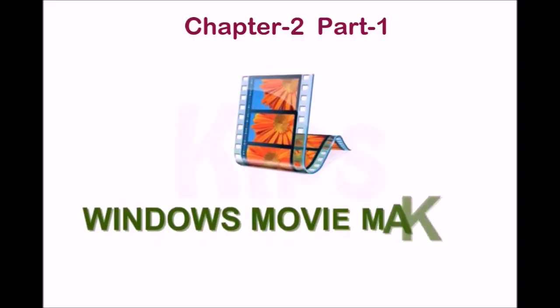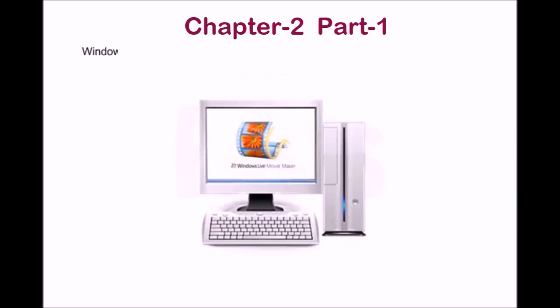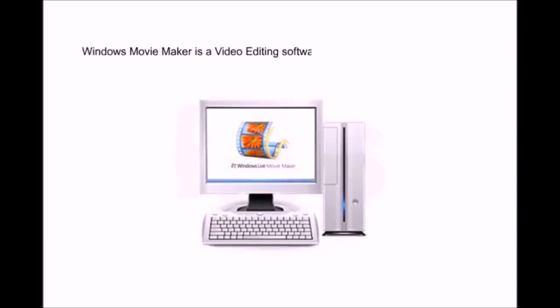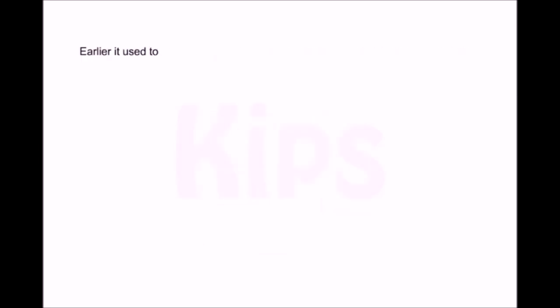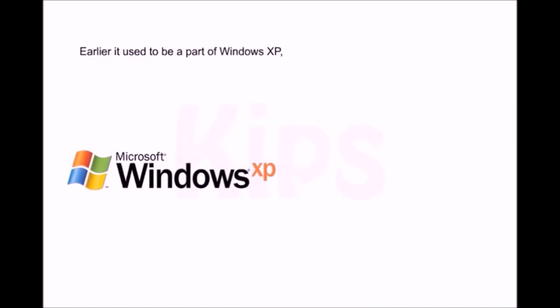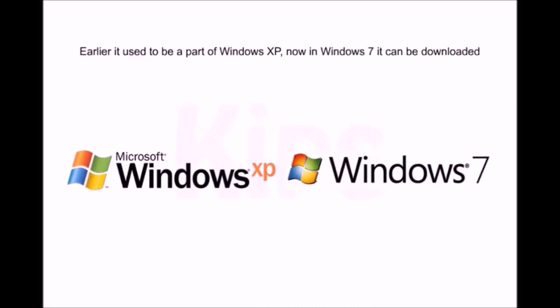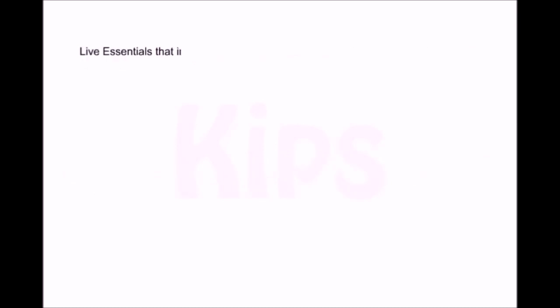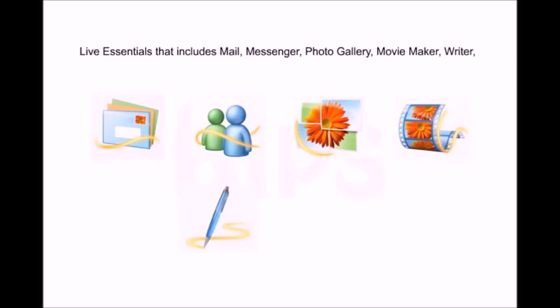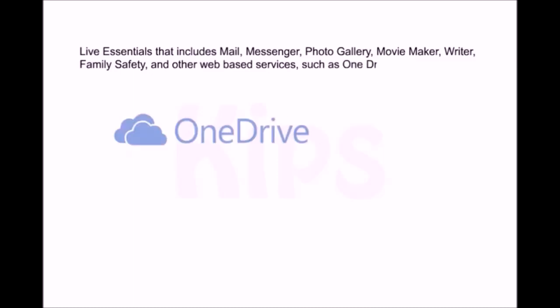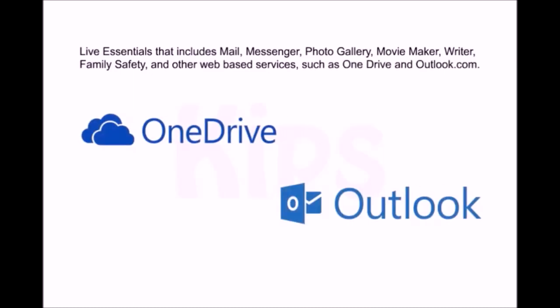Hello students, today we will learn about Windows Movie Maker. Windows Movie Maker is a video editing software for Windows-based computers. Earlier, it used to be a part of Windows XP. Now in Windows 7 it can be downloaded for free as a part of Windows Live Essentials that includes Mail, Messenger, Photo Gallery, Movie Maker, Writer, Family Safety and other web-based services such as OneDrive and Outlook.com.